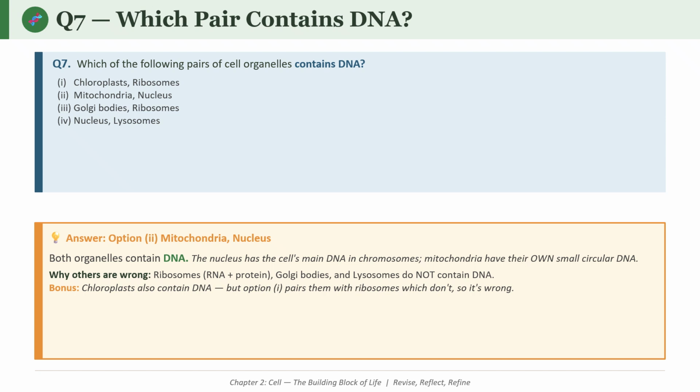Why others are wrong, children? Because ribosomes have RNA and protein. And Golgi bodies and lysosomes do not contain DNA. And chloroplasts, if we take, they contain a small DNA, right? But option 1 pairs them with ribosomes, which don't. So it's wrong. Okay.